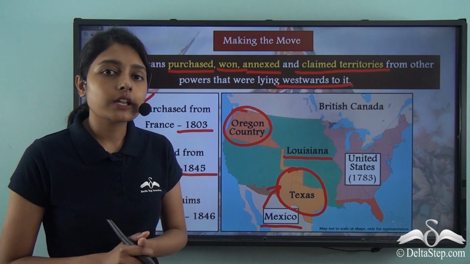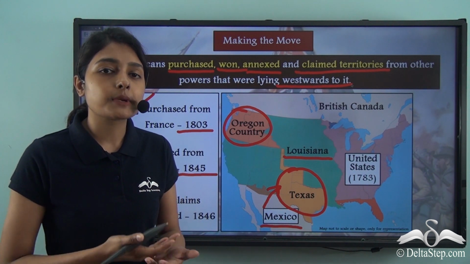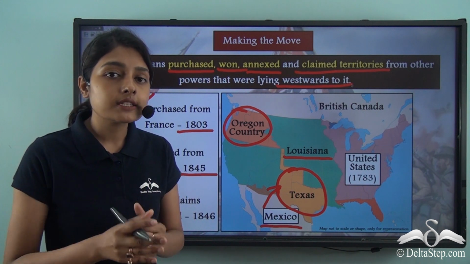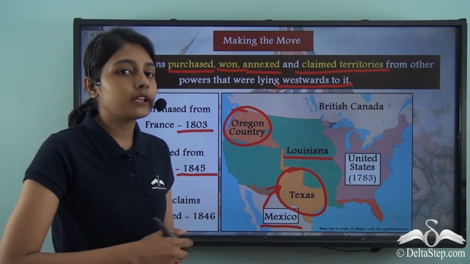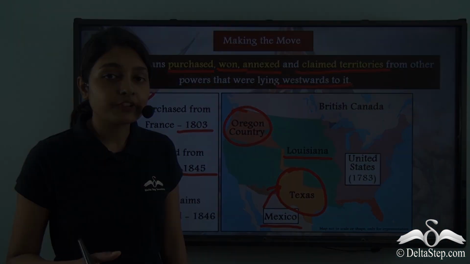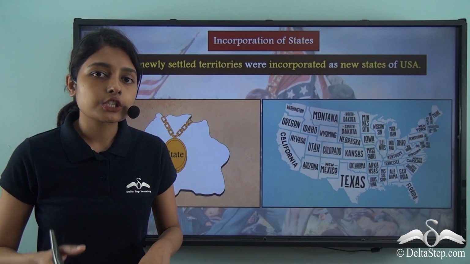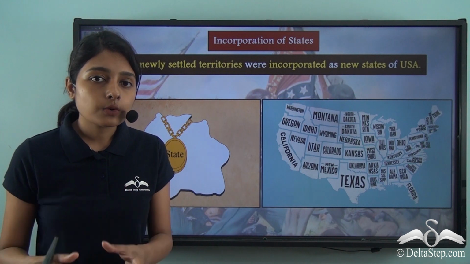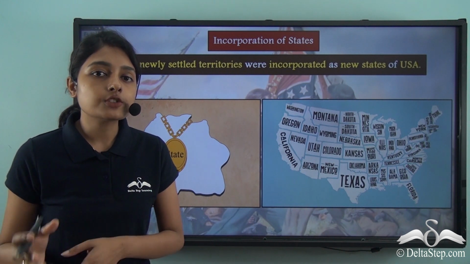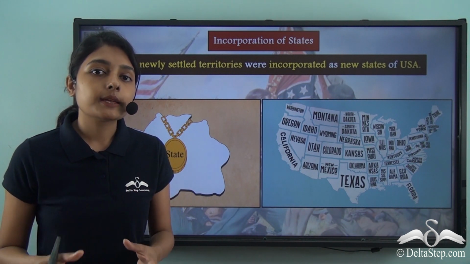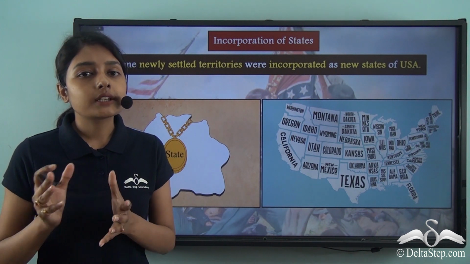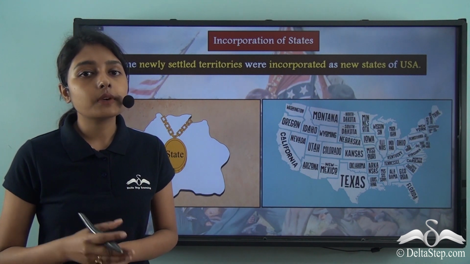Now, this territorial expansion was also a hotbed of contention, and let us find out how this territorial expansion also resulted in conflict and what shape this conflict took. With this territorial expansion towards the west, the new areas that were brought under the control of the USA became their territories. Now, a territory is very different from a state.